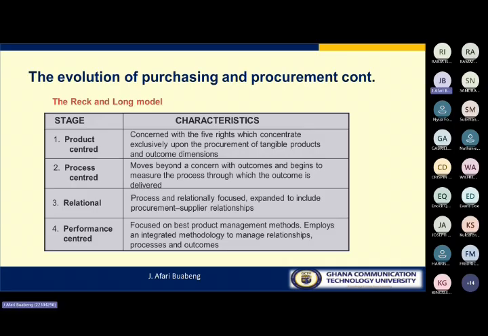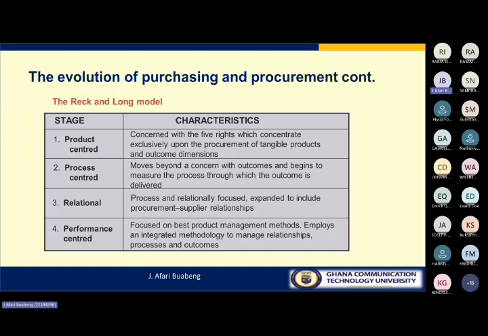Then we come to the last stage, according to Rick and Long: performance-centered. Performance-centered focuses on best product management methods and employs an integrated methodology to manage relationships, process, and outcomes. So here it is more comprehensive. Before we select supplier A over supplier B, we will look at the product, we will look at the processes, and then we also consider the relationship. Then finally, we say that supplier A performs better in the evaluation process than supplier B.